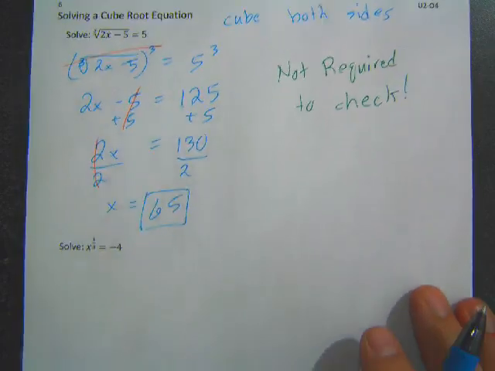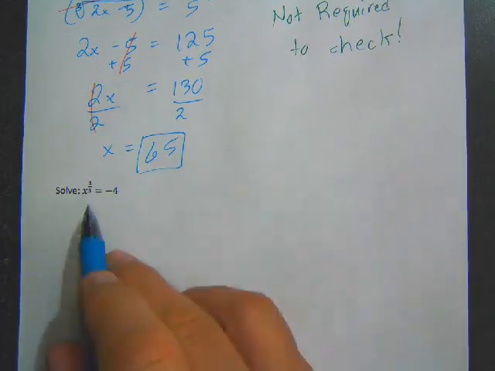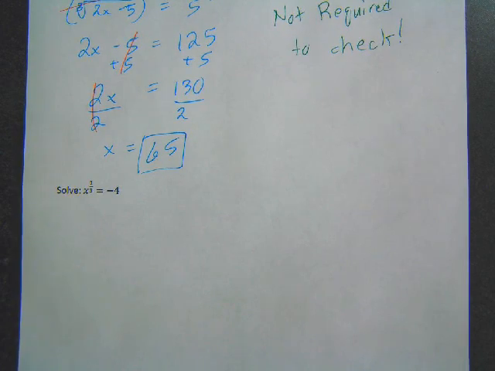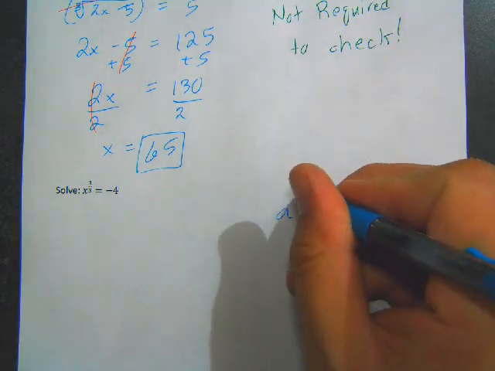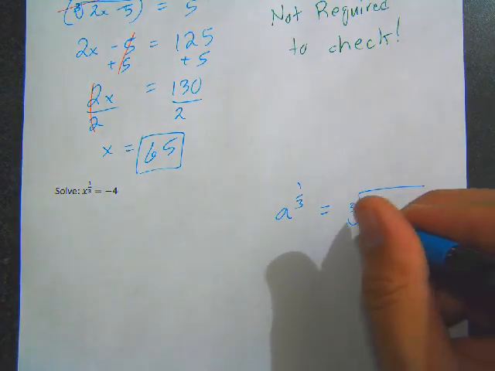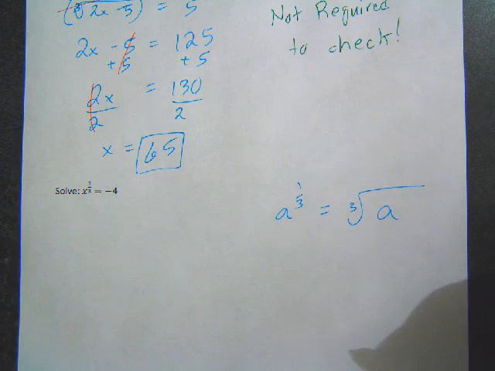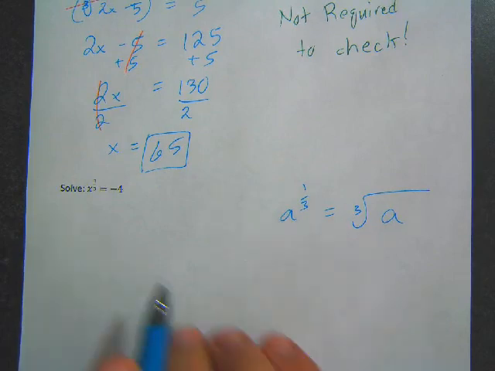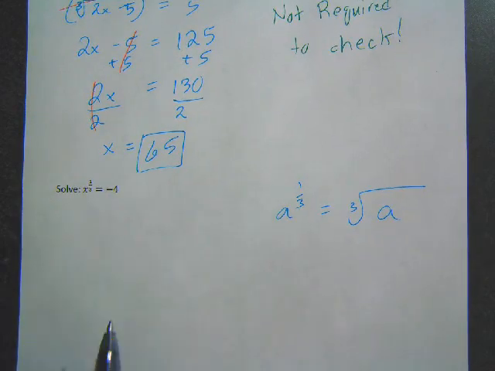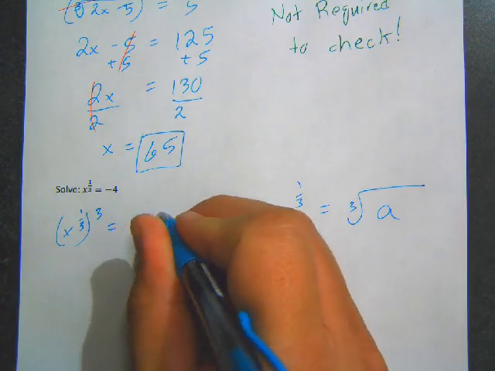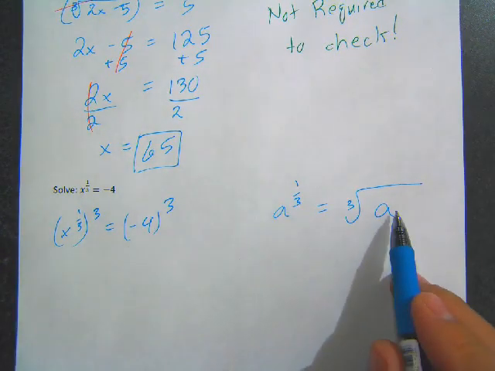Last thing here is this one looks way different because they have this 1/3 power. This is your friendly reminder that a 1/3 power is the exact same thing as a root. Remember, a to the 1/3, so any number to the 1/3, is the same thing as the third root of a. So they'll sometimes give you problems like this, and you look and go, oh, what do I do with that? Well, it's the same problem. You just cube both sides. So I take this x to the 1/3 and I cube it, and I take this -4 and I cube that, because it's still the same thing as a cube root.